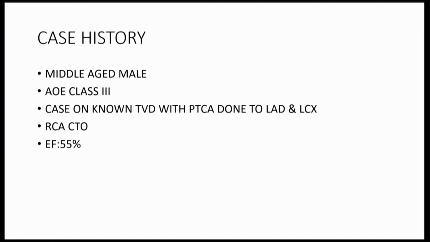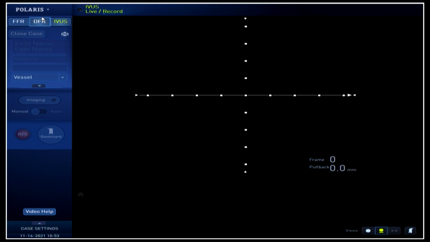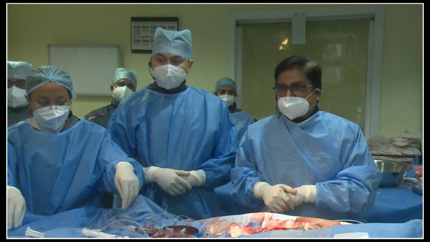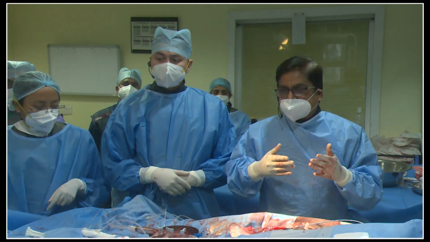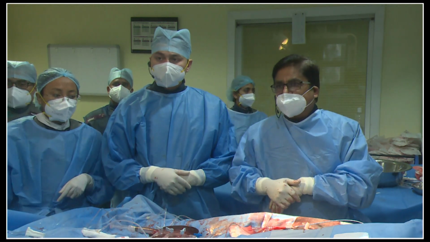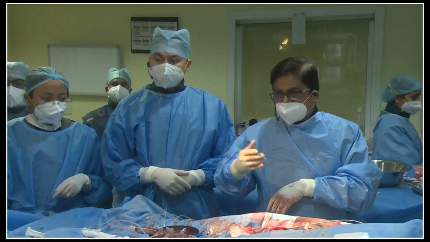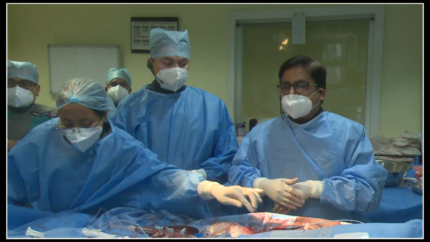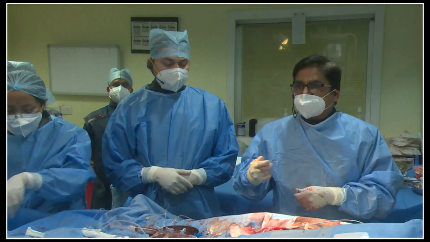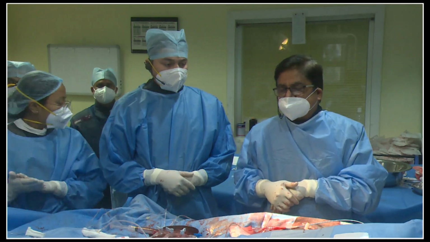Yeah, actually the first thing is you see the plan is to do the right. Now right I usually do with the SAL. The support is better with SAL. Now incidentally we don't have a SAL here, so I have taken a JR. Alright, so I have put the JR on the right, and the JR is with a side hole, and it is 7 French, because CTO usually I like to do with 7 French. You have more flexibility in using hardwares with 7 French.